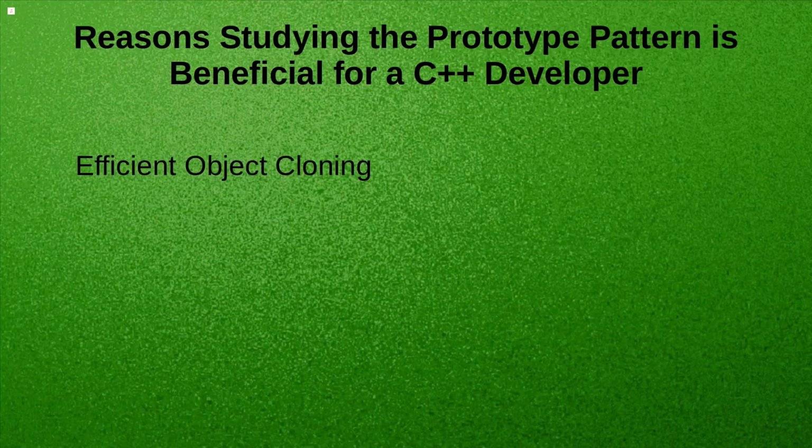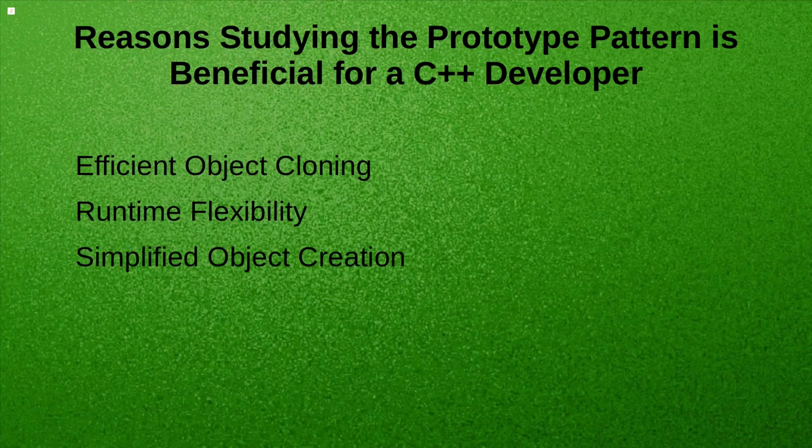Efficient object cloning avoids the cost of repeatedly instantiating complex objects by cloning existing ones, boosting performance in C++ applications. Runtime flexibility enables object creation at runtime without binding code to specific classes, ideal for C++ programs requiring dynamic behavior.